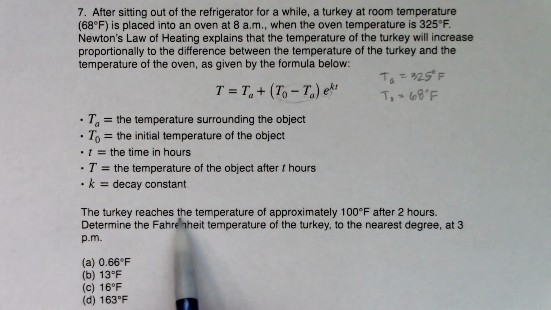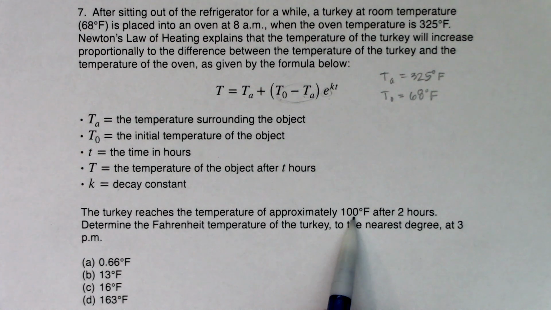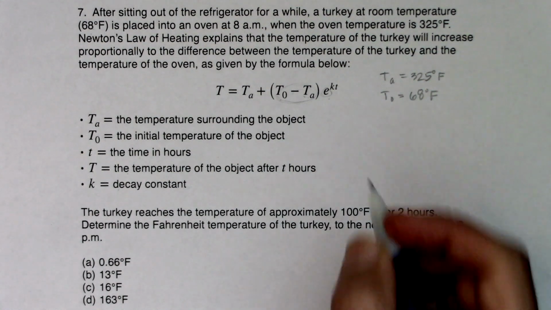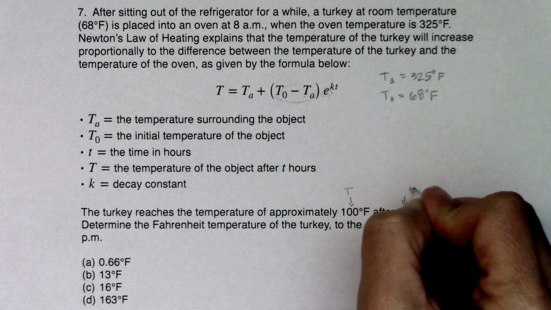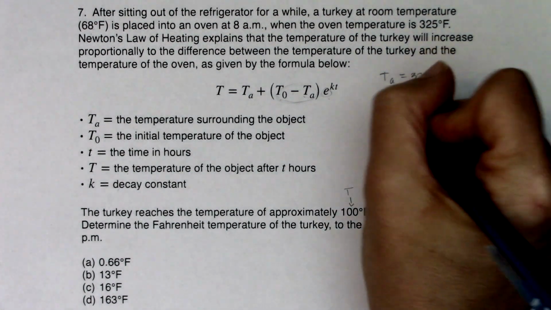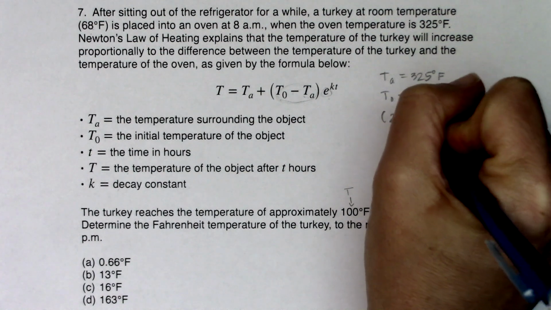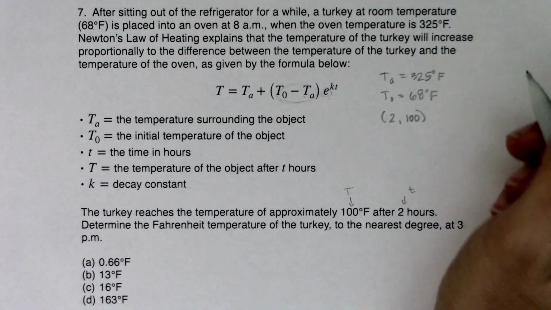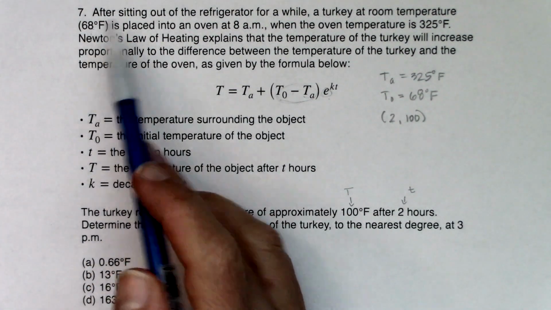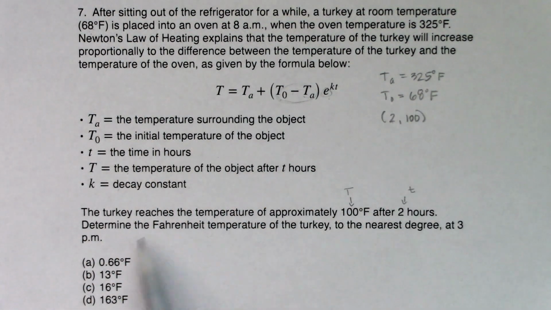So it says the turkey reaches the temperature of approximately 100 degrees after 2 hours. So this is a T time and this is a T time. So capital T, little t. I can hear that ordered pair of (2, 100). After 2 hours, it was 100 degrees. So in that 2 hours, it heated up from 68 to 100 degrees. Determine the Fahrenheit temperature of the turkey to the nearest degree at 3 p.m.